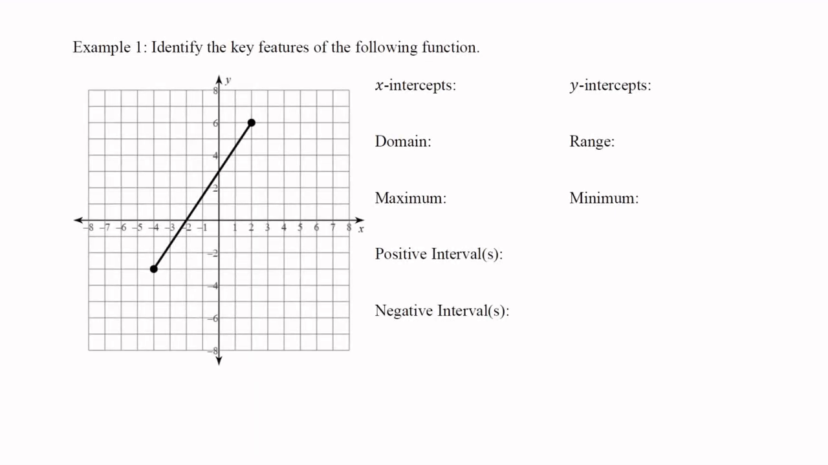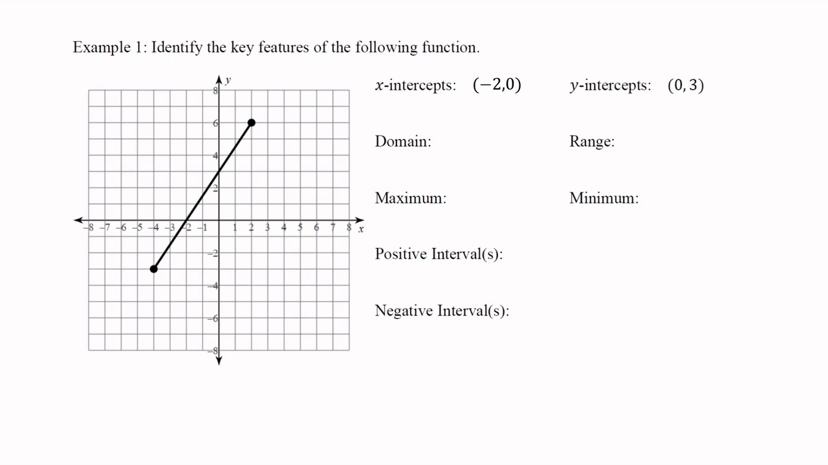Now that we've talked about several of the key features, let's identify a few with some examples. Taking a look at this example, we're going to identify first the x-intercepts. We're going to look along the x-axis and find the place in which the graph crosses the x-axis. And that is at the point -2, 0. Same thing for the y-intercept. We're going to look at the y-axis. Where does it cross the y-axis? At 0, 3.